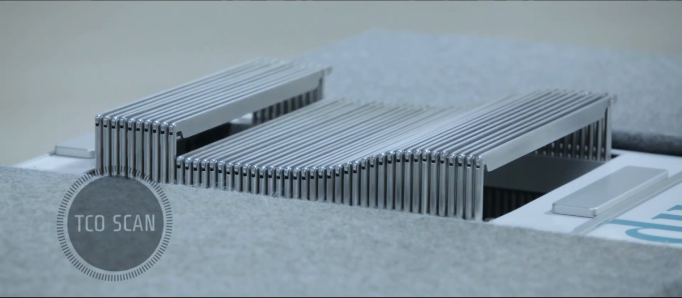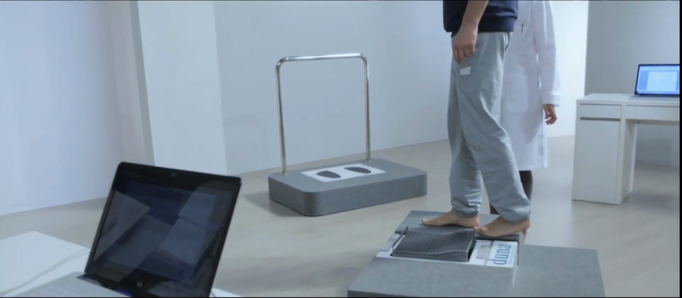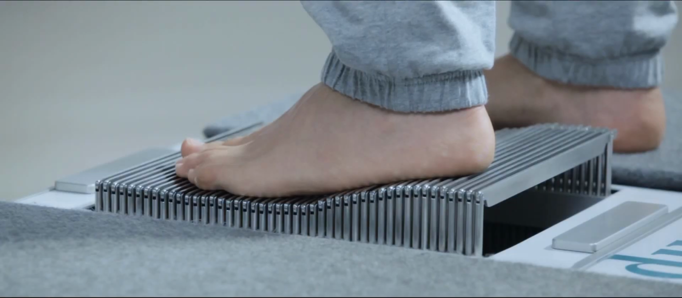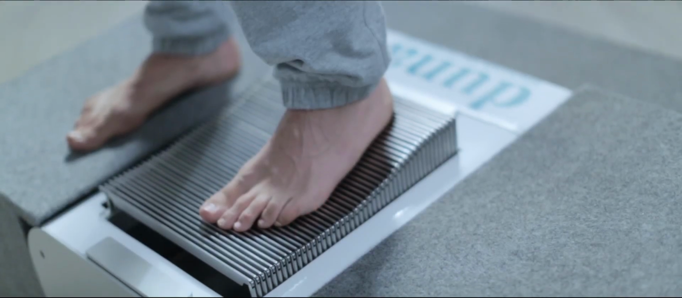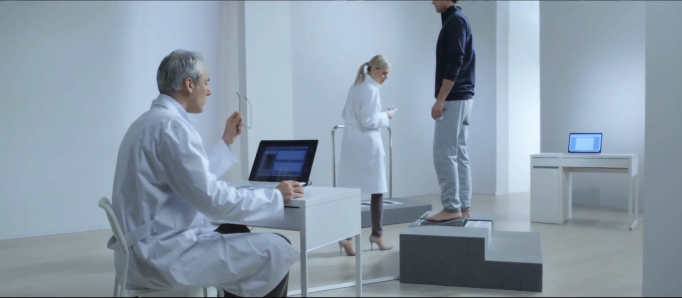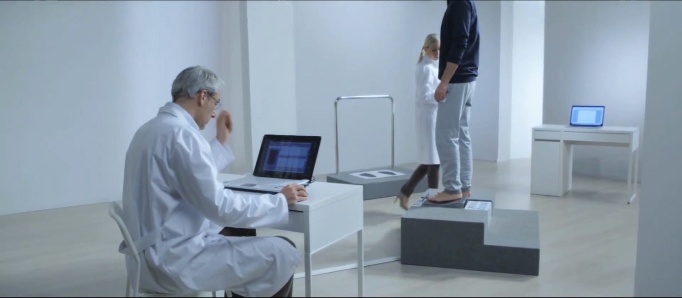The TCO scan is used to scan the sole of the foot in dynamic support conditions, owing to an array of precision instruments that are able to position the foot in the ideal biomechanical conditions and which also take into account the pronation and supination corrections.